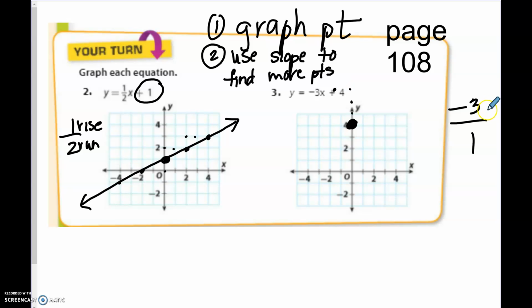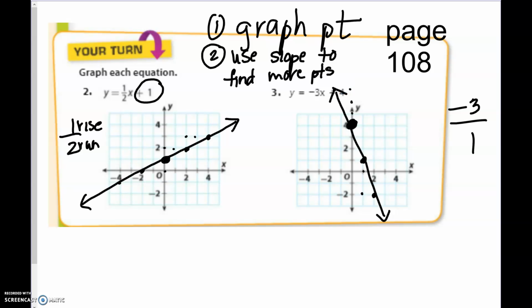Because this is a -3, can't I go down 1, 2, 3, and the bottom number is positive, so I can go right 1. Down 3, 1, 2, 3, right 1, and I can connect these 3, putting arrows on the end because this line will go on forever.